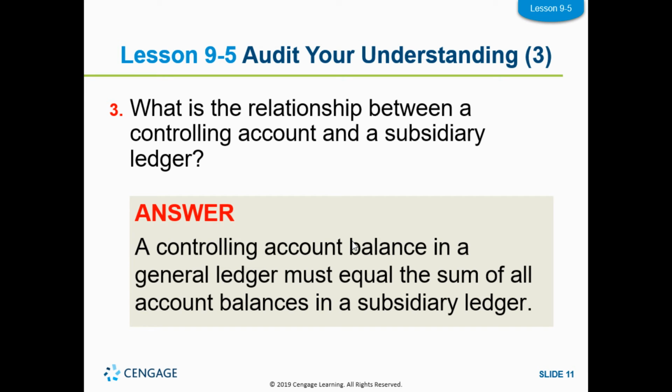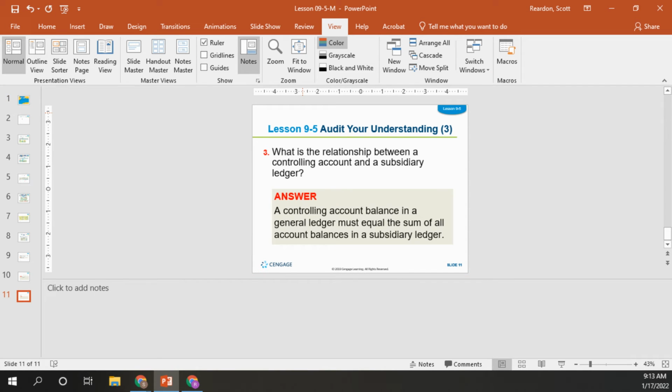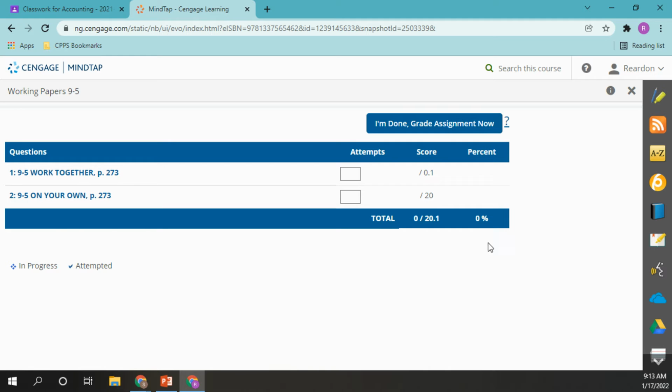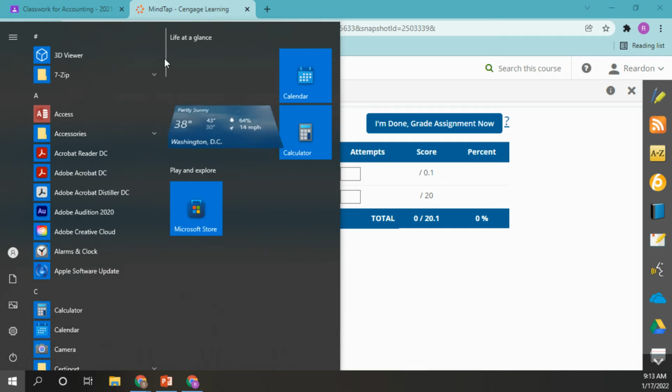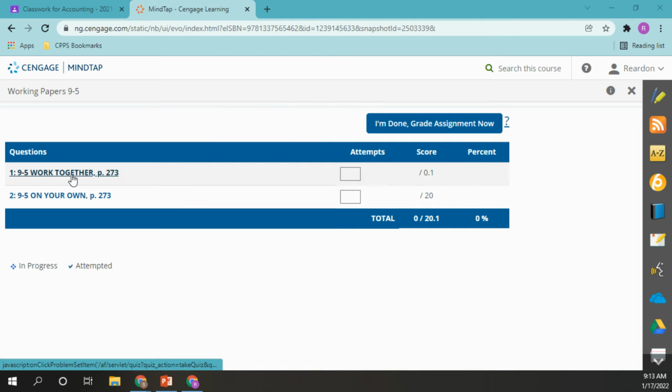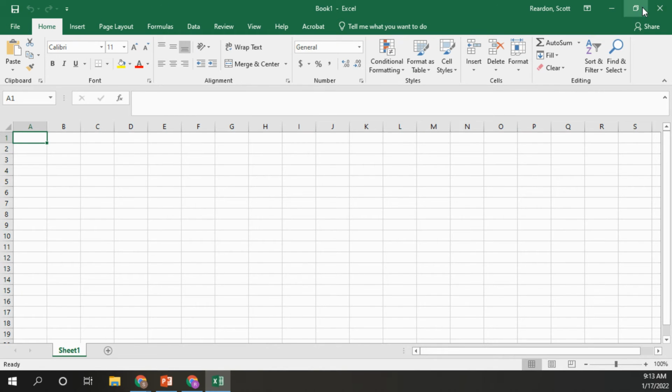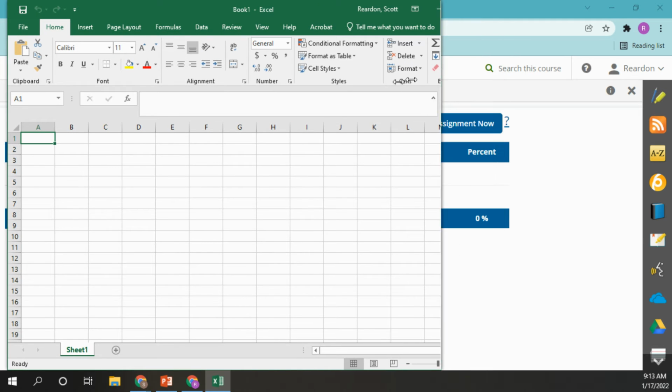Okay? All righty, let's go do some practice here with section 9.5, working papers 9.5. So work through this with me, please, as I go through it here. I've got working papers 9.5 up here, and I'm going to go down here and open an Excel spreadsheet. It's going to be my adding machine, if you like. I'll just minimize that and have it at the ready here.